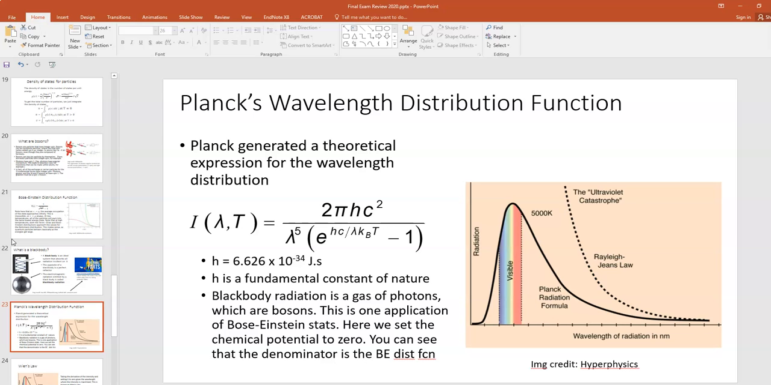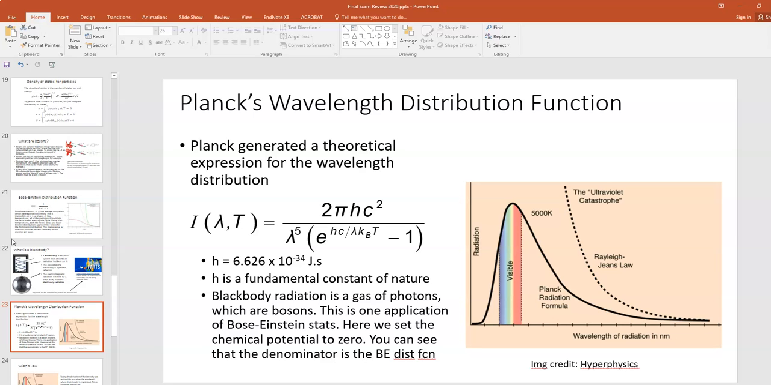And he derived a theoretical expression for the wavelength distribution of a black body radiator based on this idea. And what he said was that the intensity I is a function of the wavelength and the temperature, varying according to the equation 2 pi h c squared over lambda to the fifth, times 1 over e to the hc over lambda kT, minus 1. Okay? All right, now we derived this expression in class assuming the Bose-Einstein distribution function.